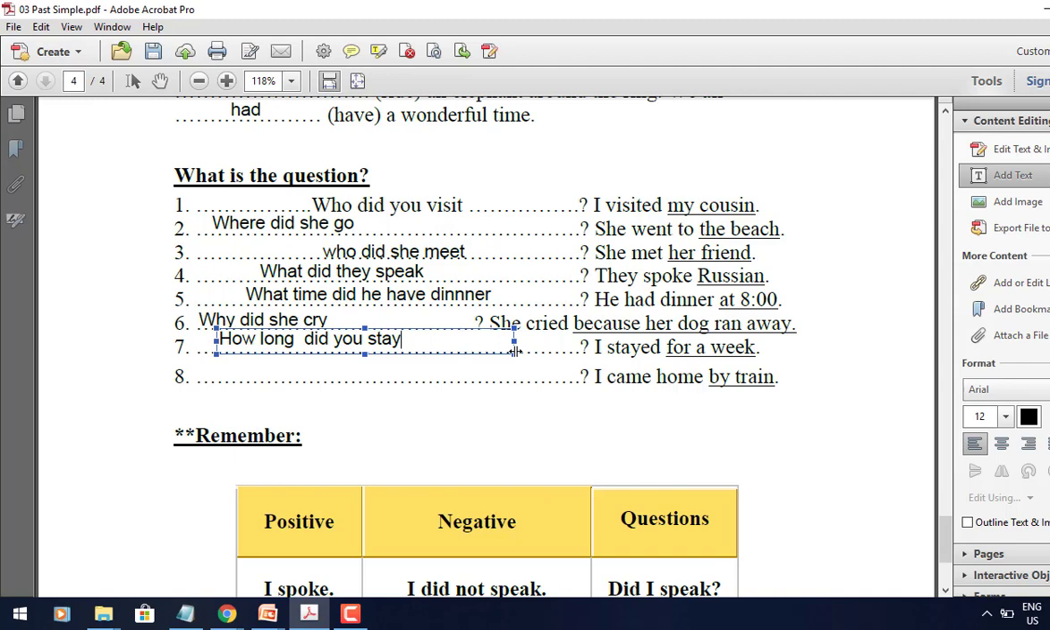Number 8. I came home by train. The underlined is by train. Then what WH question asks about the manner, the way of doing something? How. Followed by did, then the subject you, and the verb in the base form come. How did you come home? So this way we form the question: how did you come home?